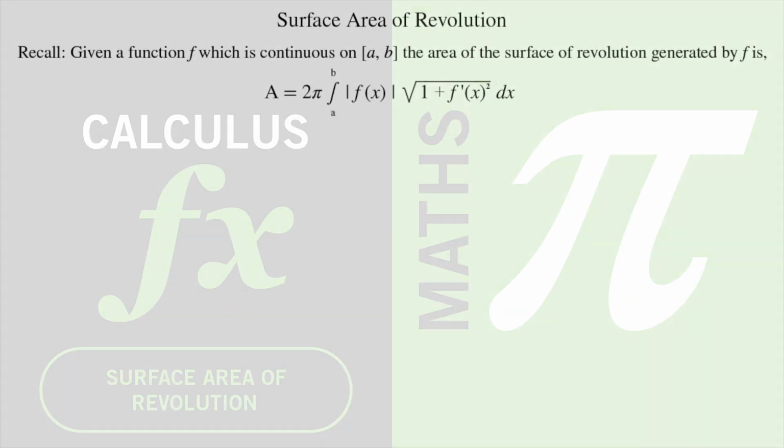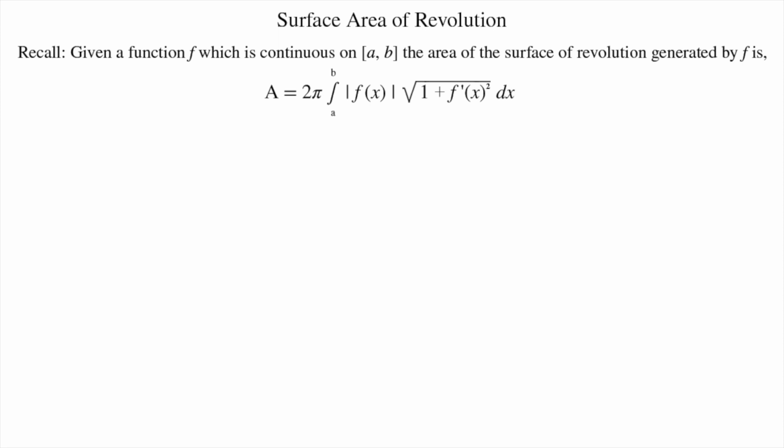Given a function f which is continuous on some interval [a, b], the area, A, of the surface of revolution generated by f is 2 pi times the integral from a to b of the modulus of f of x multiplied by the square root of 1 plus f prime x squared. Where this formula comes from is quite complicated, so it's best to just try to remember it, but let's have a look at a picture of what we're trying to achieve.